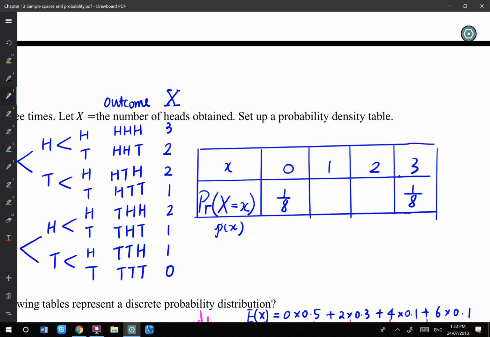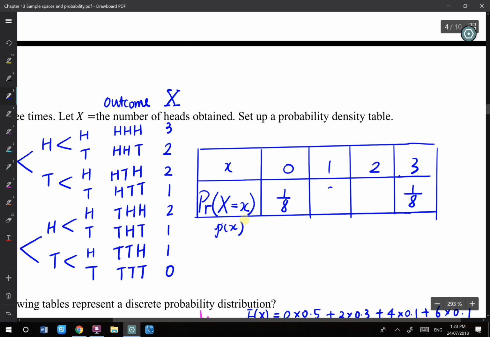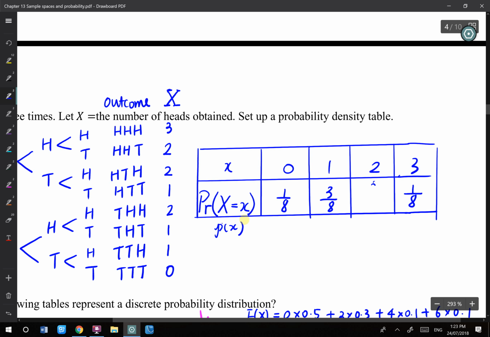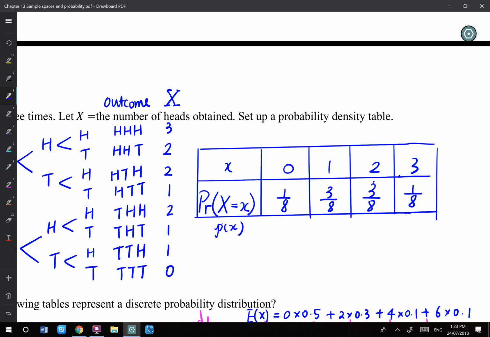What's the probability of taking 1 head? To take 1 head, I have this case, and this case. There are 3 situations where I can have 1 head. So that's 3 over 8. Why 3 over 8? Because each situation has 1 on 8 of the probability, and I have 3 such outcomes. So I have 3 over 8 to get x equals 1. And then 2 has 3 over 8 as well.